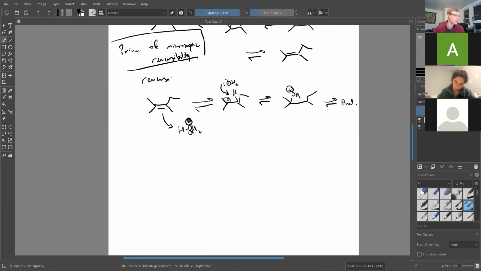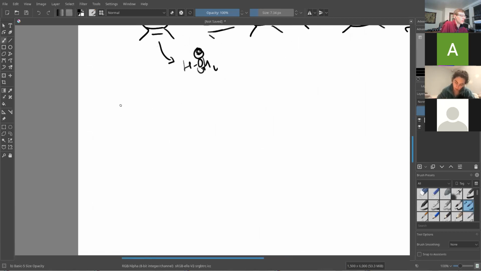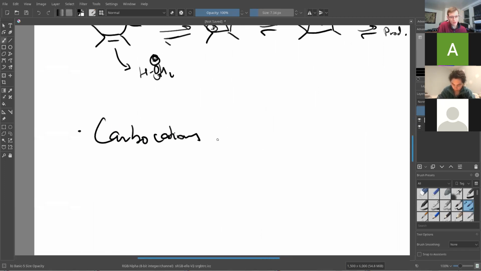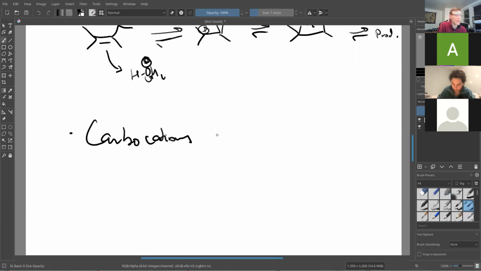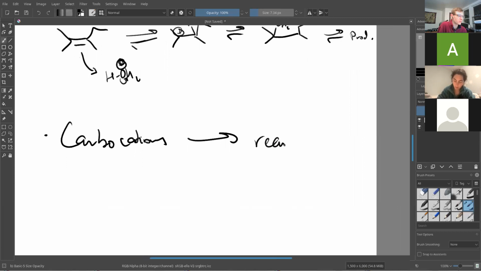When we're talking about E1, there's an extra important thing. With E1, there's also the important fact that we can have rearrangements, right? So we have carbocations, and whenever you have carbocations, always, you need to look out for rearrangements. And this is the reason I bring this up: rearrangements are irreversible.